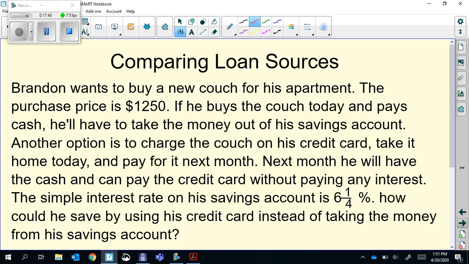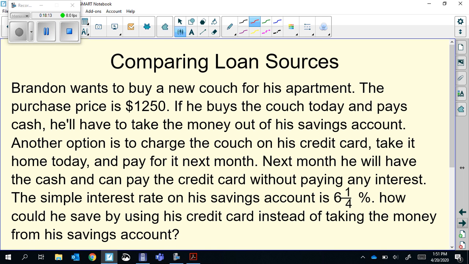All right, Brandon wants to buy a new couch. Purchase price is $1,250. If he buys the couch today and pays cash, he'll have to take the money out of his savings account. Another option is to charge the couch on his credit card, take it home today, and pay for it next month. Next month, he will have the cash and can pay the credit card without paying any interest.